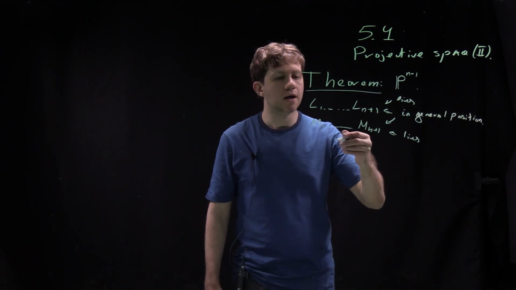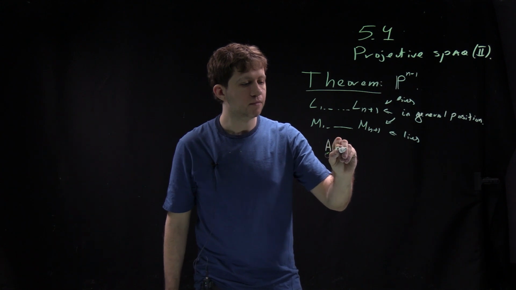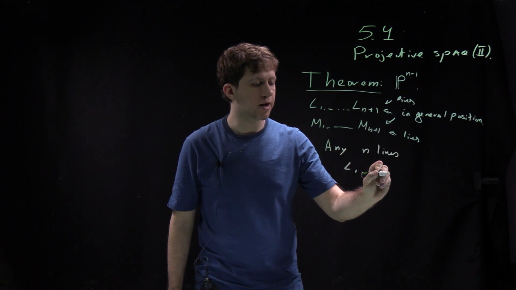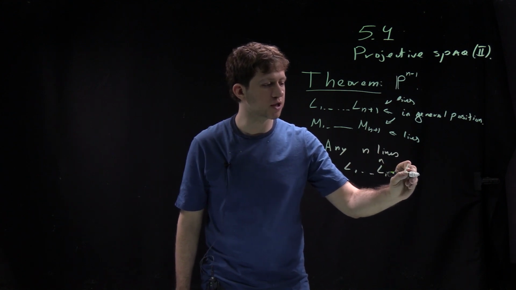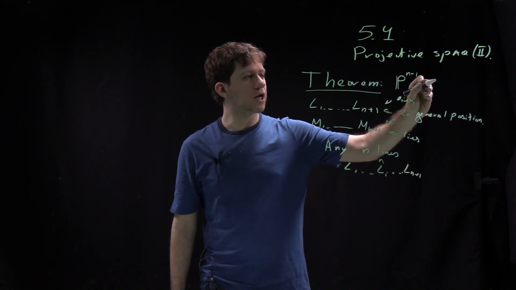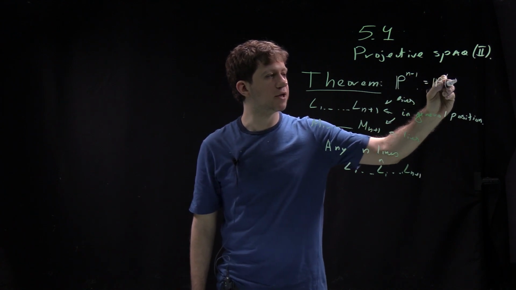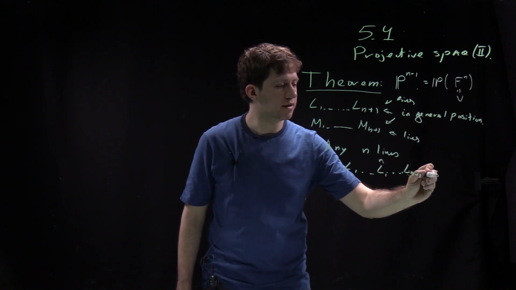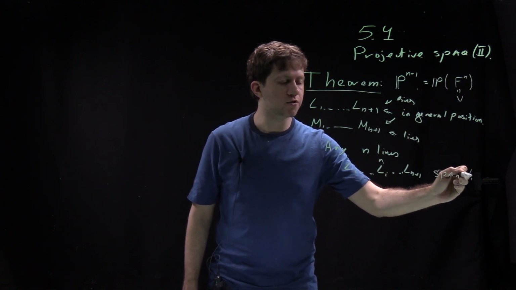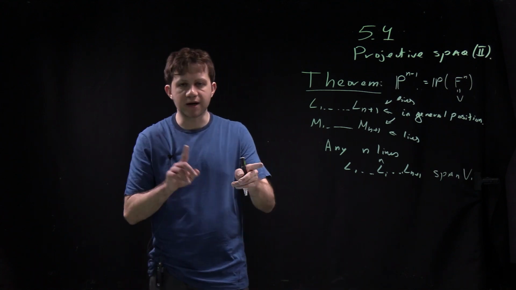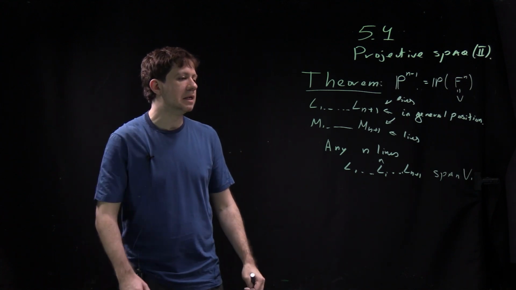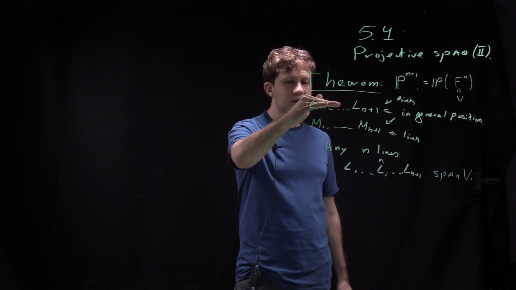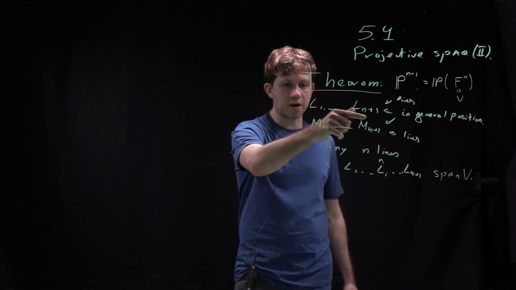It means that any n lines, that is, L1 to Ln+1 without Li, so these are n lines, and this is a projectivization of an n-dimensional space V, span V. I remind you, these are one-dimensional subspaces, almost like vectors, and you want them to be linearly independent. So these are 2 sets of n plus 1 lines.